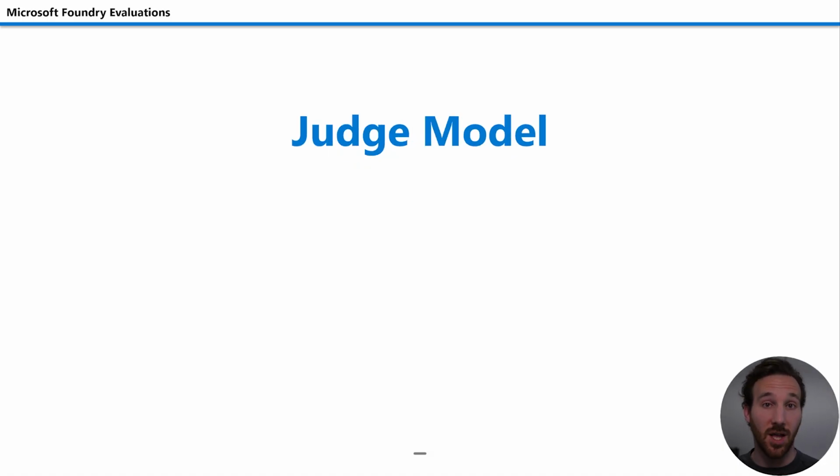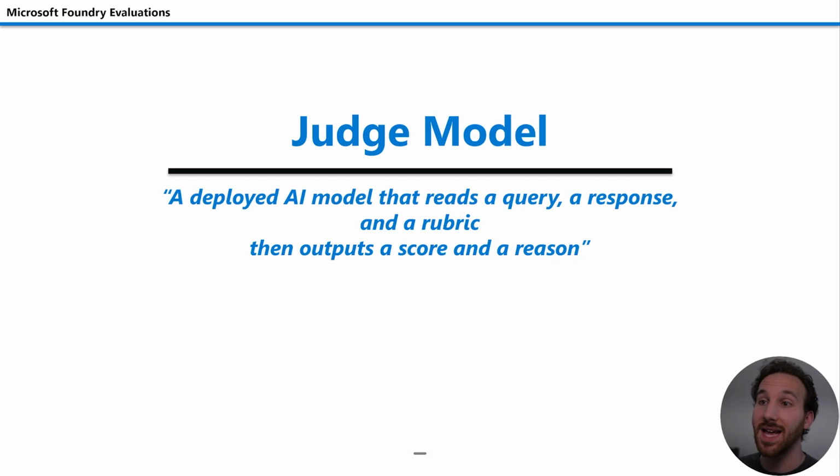For some evaluators, you'll literally have another AI model that's being used to judge the output based on what the input was and whatever its set of criteria is for the metric. A judge model is defined as a deployed AI model that reads a query, a response, and a rubric for that metric, then outputs a score and a reason. A score for that metric, which is in the rubric, and a reason as to why it gave that score.